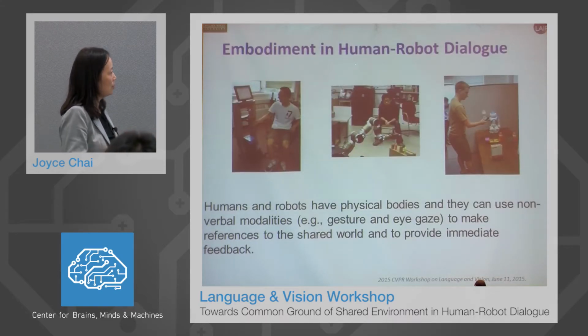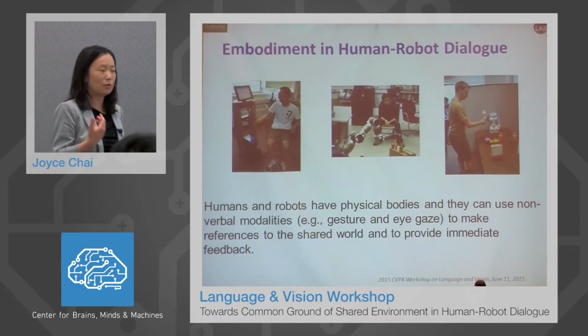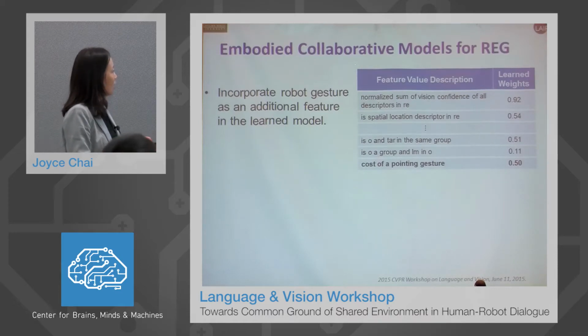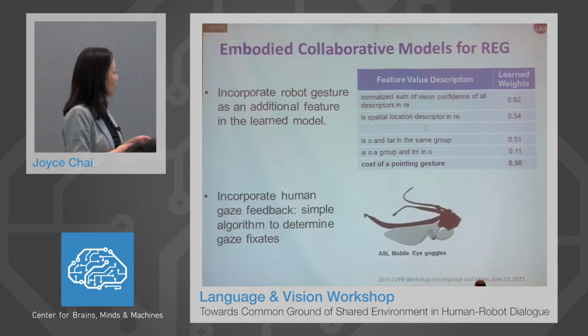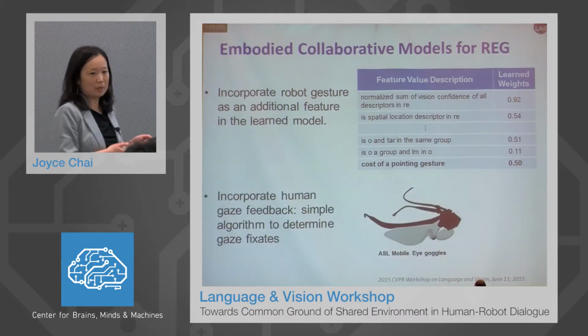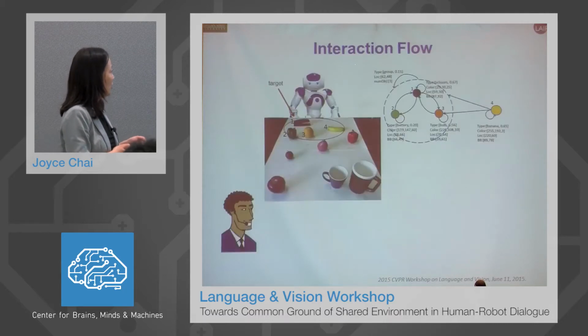These are just web-based studies, and we're interested in incorporating that into real human-robot interaction. So we know the human and the robot both have bodies in the environment. They can also use nonverbal modalities such as gesture or eye gaze to make reference to the shared environment and provide immediate feedback. So we can simply incorporate some gesture features in the originally learned model, and we also keep track of the human gaze behavior during interaction.